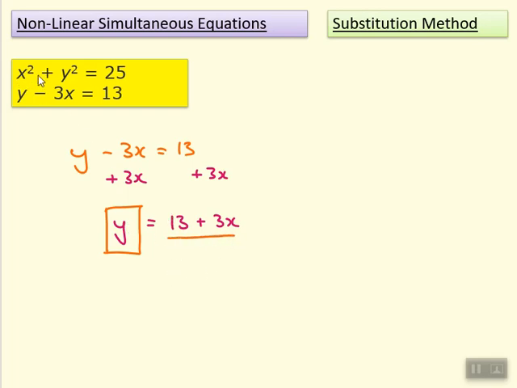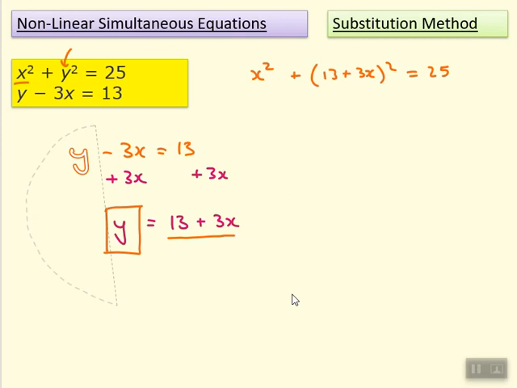So in our top equation, here's a y. And we're going to replace it with 13 add 3x. But remember the golden rule, whenever you replace something, especially when it's algebra, write it in a bracket. So let's write out the full thing. It's going to be x squared, plus bracket, I'm going to replace that y with 13 add 3x, squared, equals 25. Okay, there is our equation.